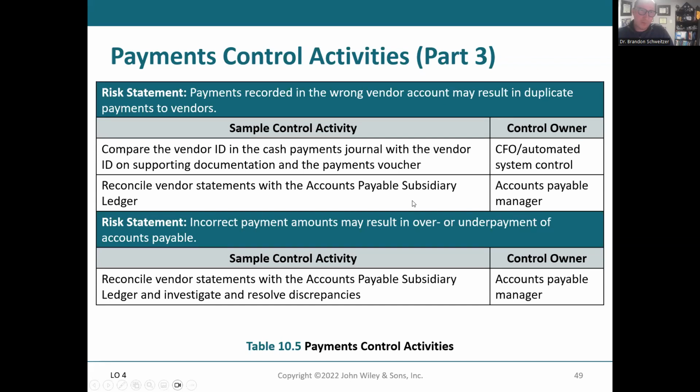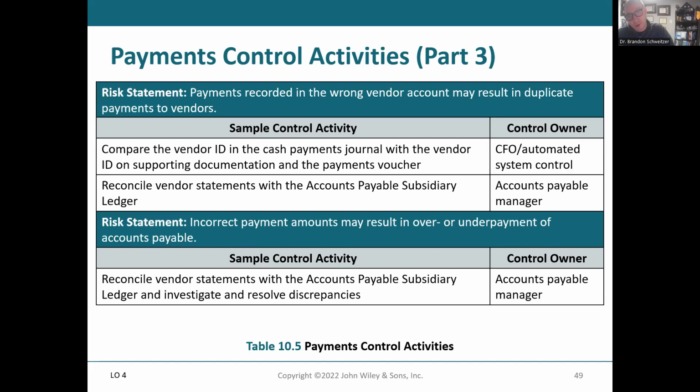Oh, this is a good one. Payments recorded in the wrong vendor account may result in duplicate vendor payments. I've seen this happen before. You have two vendors with very close names. You look through your vendor ID list and you say, okay, that's got to be that one. You selected the wrong one, or you have duplicate vendors. Make sure to avoid duplicate vendors in your accounting information system.